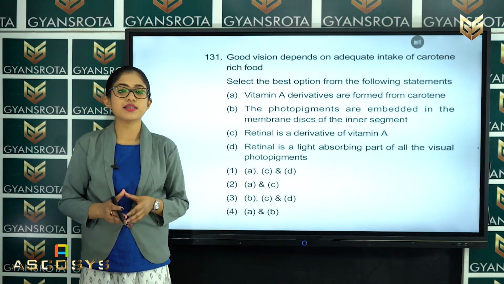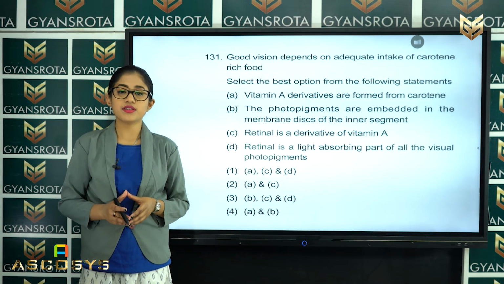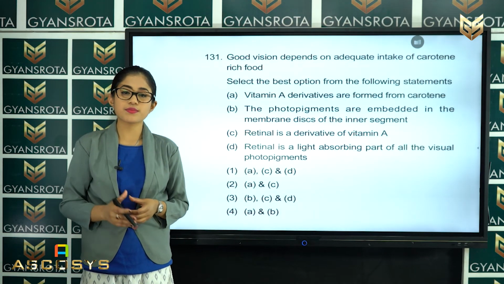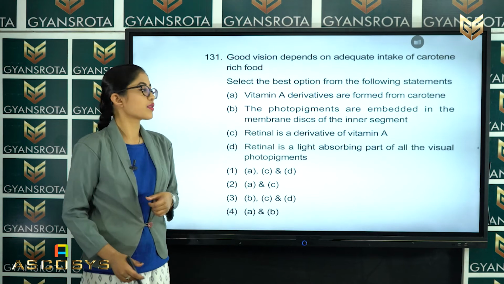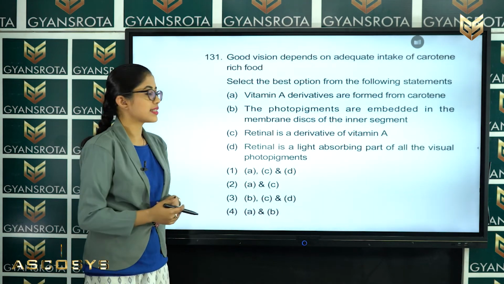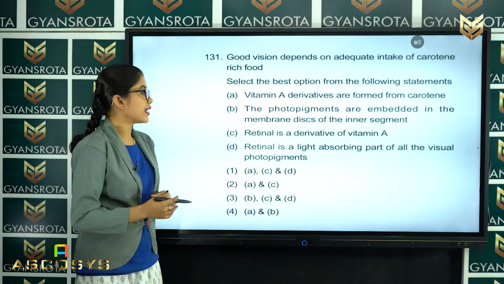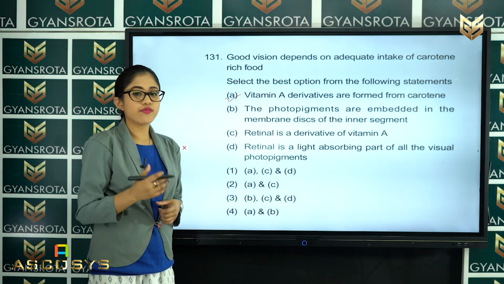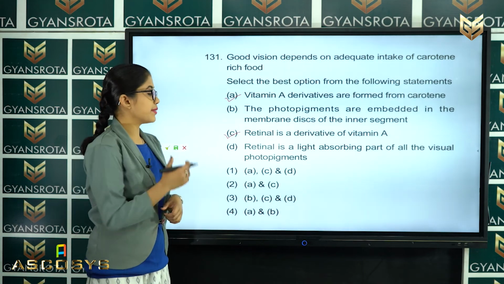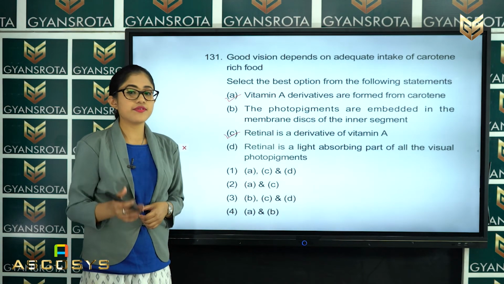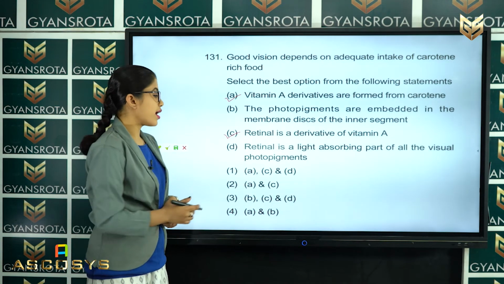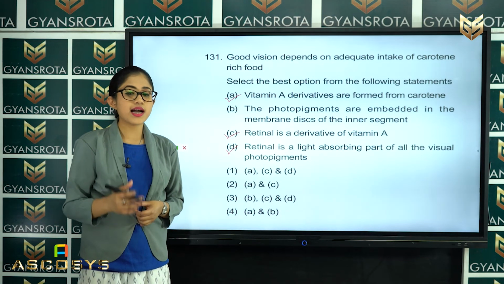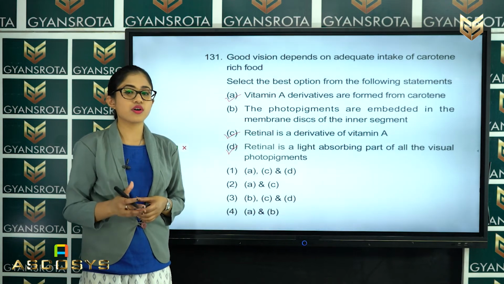So we have described the structure of the eye in the chapter of neural control and coordination. In the last part we have discussed this. So which among these four statements is the correct statement? That is the first statement, which states that vitamin A derivatives are formed from carotene. Then statement C is retinal is a derivative of vitamin A, and the fourth statement states that retinal is a light absorbing part of all the visual photopigments.